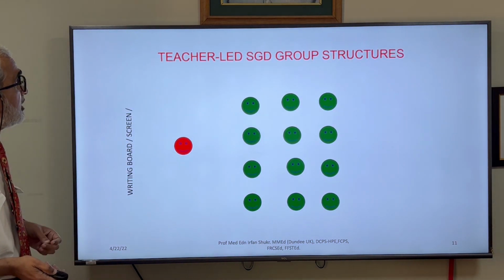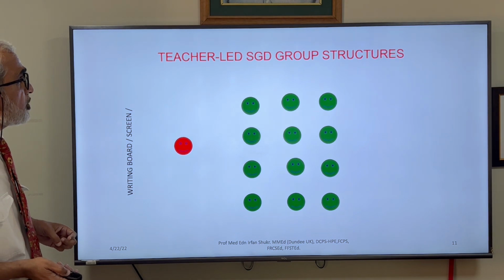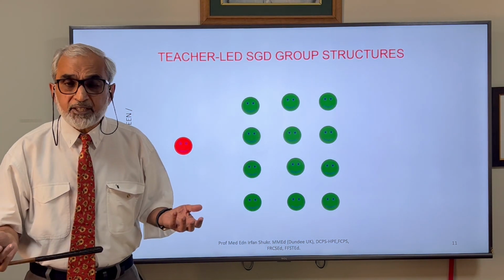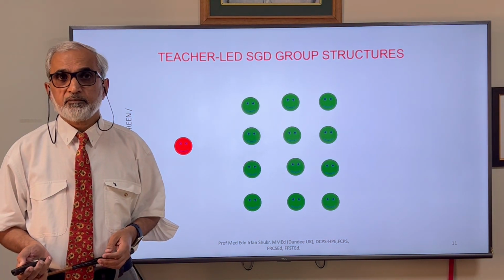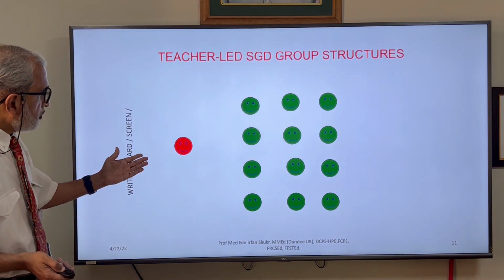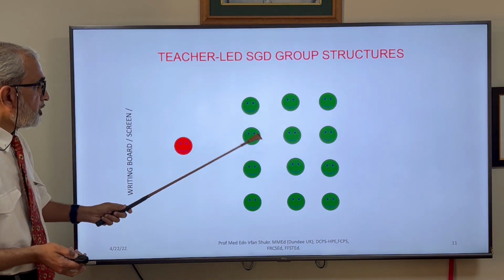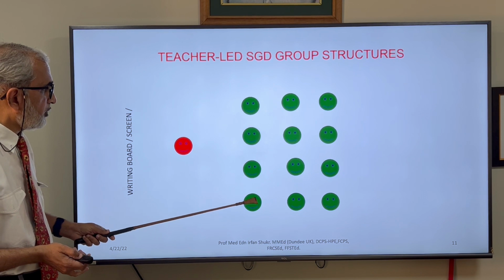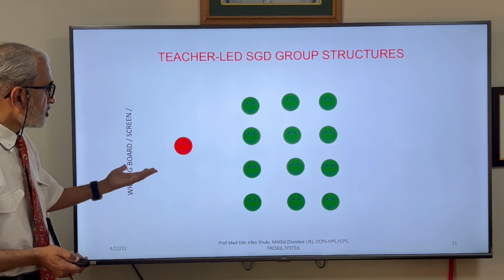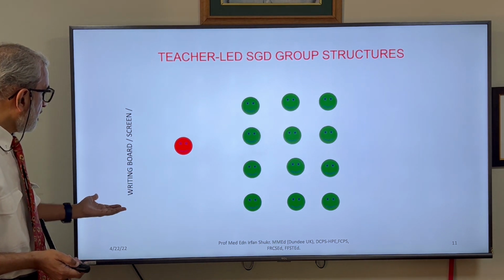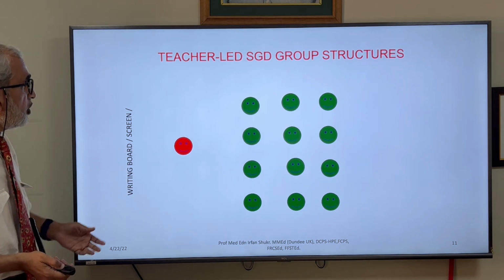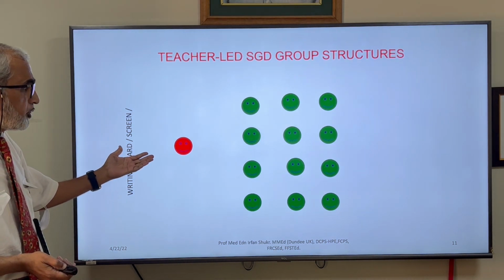Now, teacher-led small group teaching can assume many structures, many ways. This is a small group. You see, only 12 students, one teacher, total 13, and there is a writing screen also. Would you call it a good arrangement?